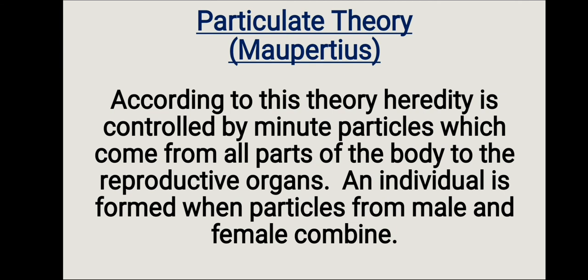So according to this theory, heredity is controlled by minute particles which come from all parts of the body, both in females as well as in males, to the reproductive organs. In males, they come from all parts of the body to the male gamete, while in females, they come from all parts of the body and reach the reproductive organ, mainly the egg.